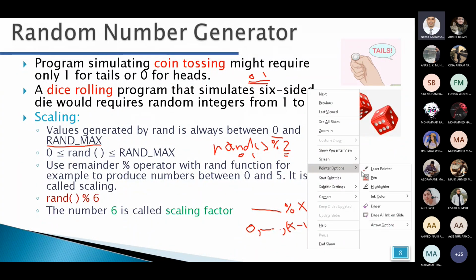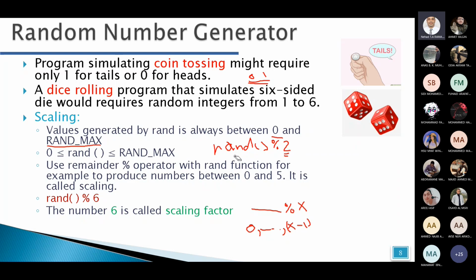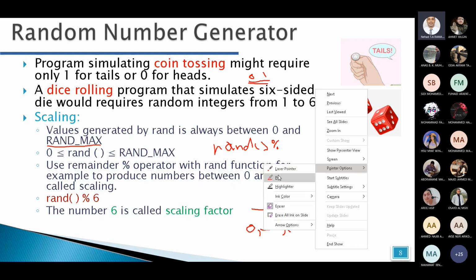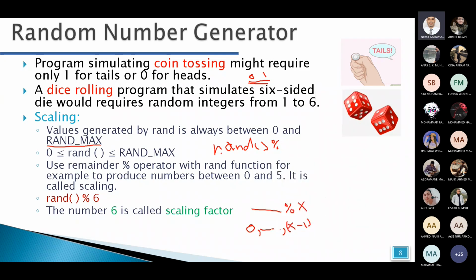Okay, if I need 6 random numbers, I will say random mod 6. Random mod 6 will generate a random number 0 or 1 or 2 or 3 or 4 or 5, which is x minus 1.